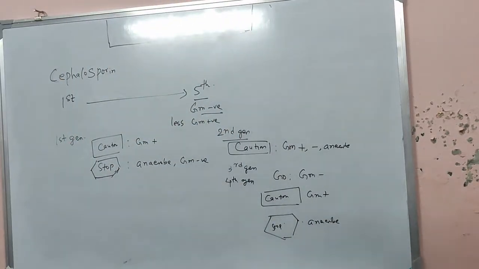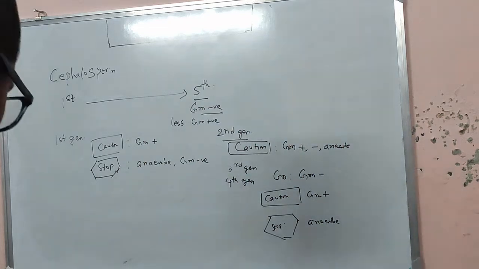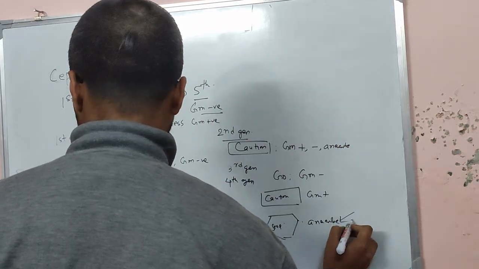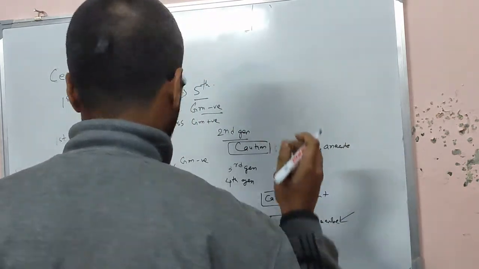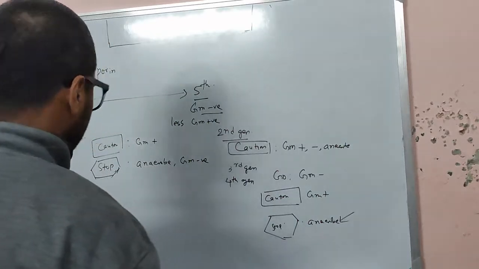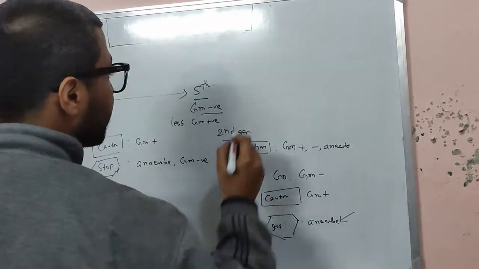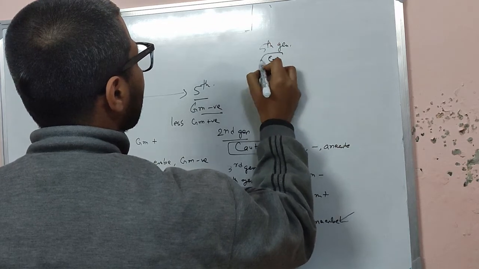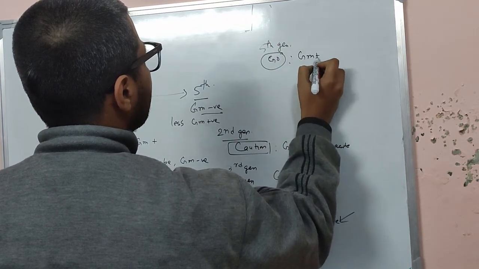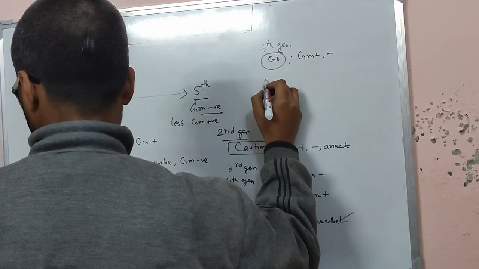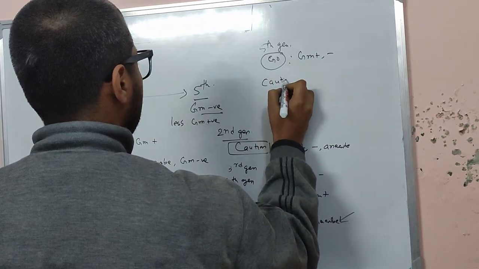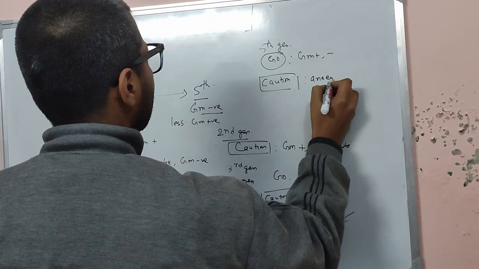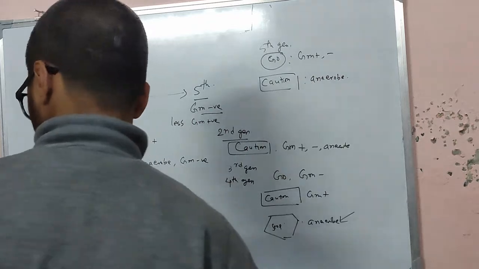But regarding fifth generation cephalosporin, it is somewhat effective against anaerobes and fully effective against gram positive and gram negative. Okay, so fifth generation cephalosporin: go signal for gram positive and negative, but caution signal for anaerobes.